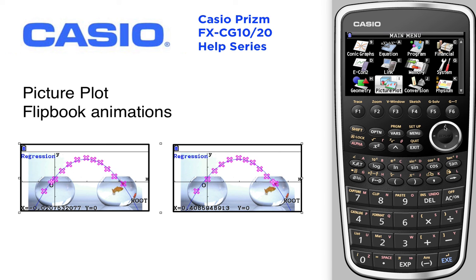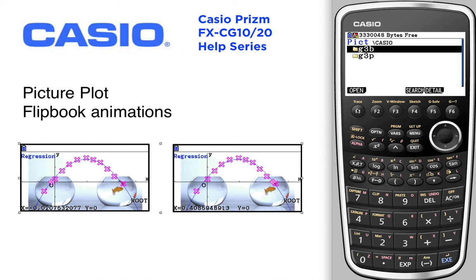Let's take a look at the picture plot and the Flipbook animations. In picture plot, we'll open that up. Open the Casio folder. G3B, which are Flipbook animation files. We want to find the file called Jump and Fish.